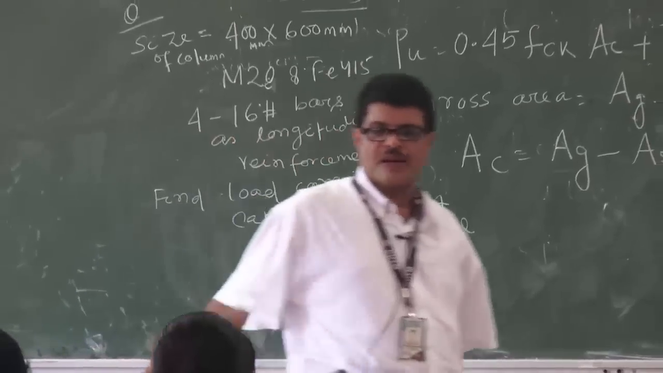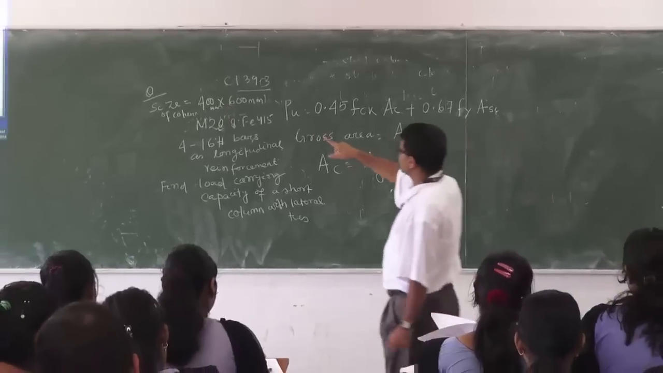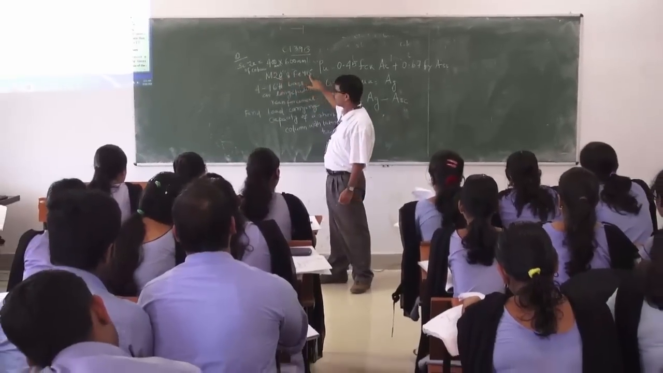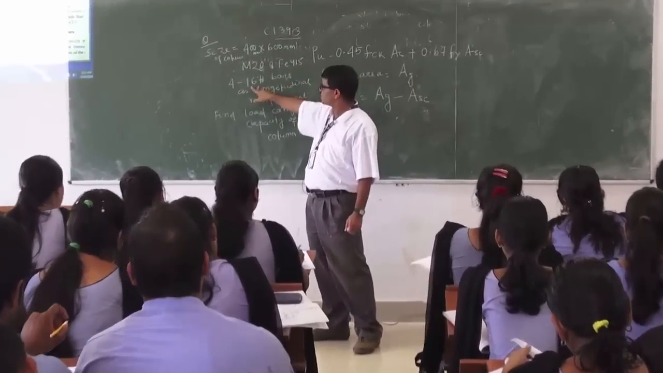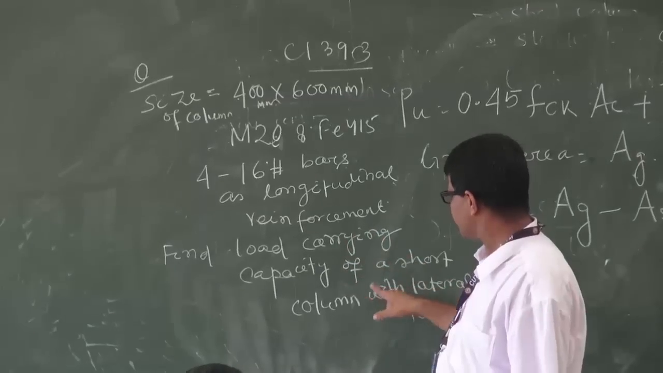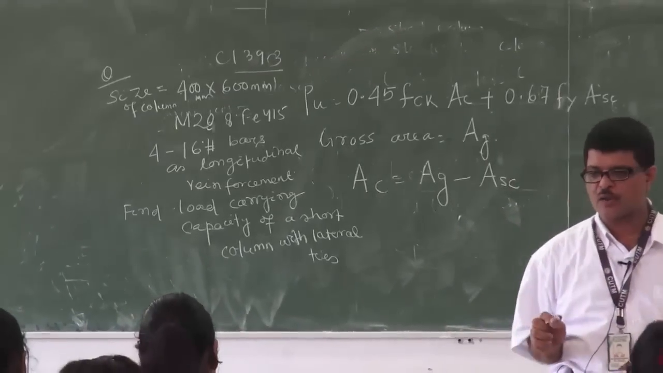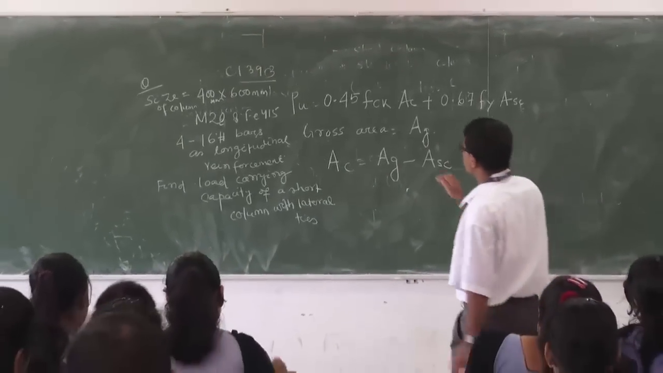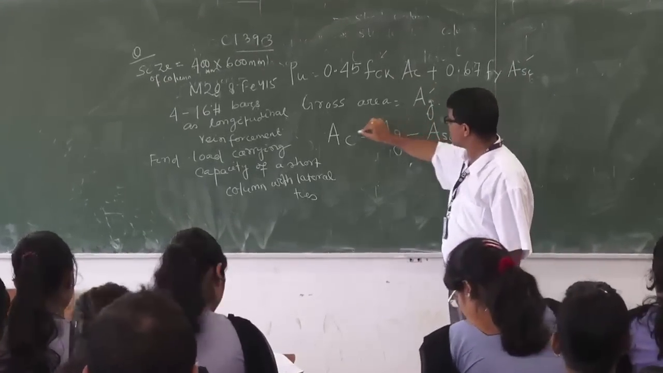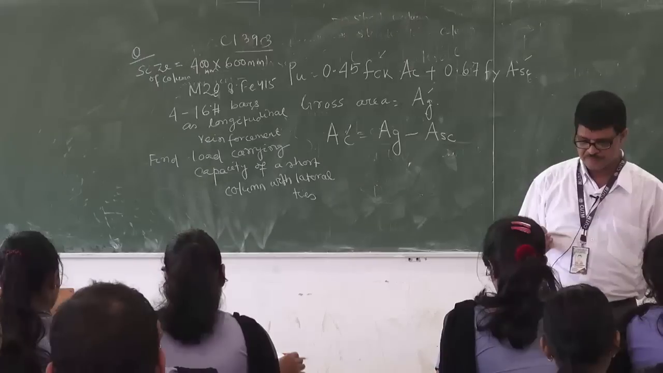Now you do this problem. What is given? Just two calculations. Size of column is 400 millimeter into 600 millimeter gross area, M20 grade of concrete, Fe415 grade of steel, reinforced with 4 numbers 16 mm bars as longitudinal reinforcement. Find the load carrying capacity of a short column with lateral ties. So this is the analysis problem. Simply put in this formula: fck is given, Asc is given, Ag is given. Find out Ac and find the load carrying capacity. Do it yourself, quickly calculate the value.